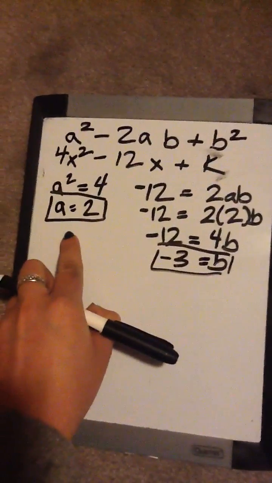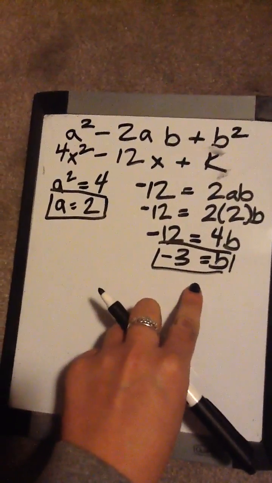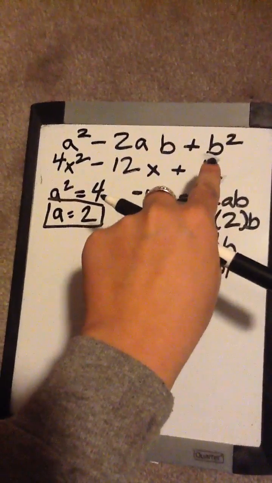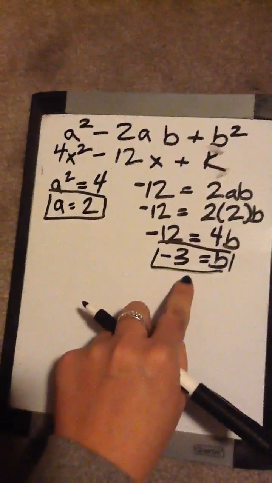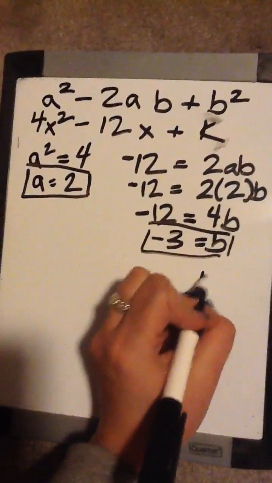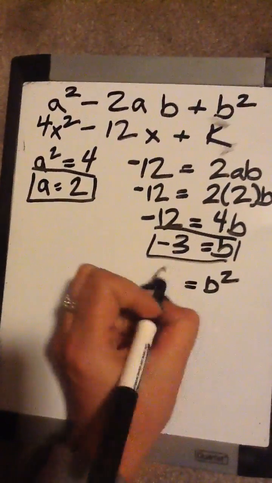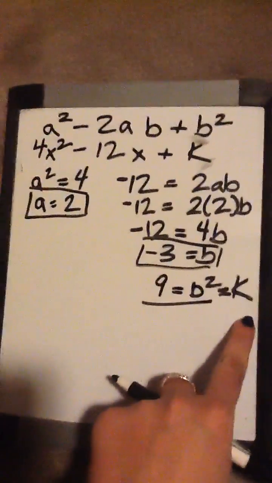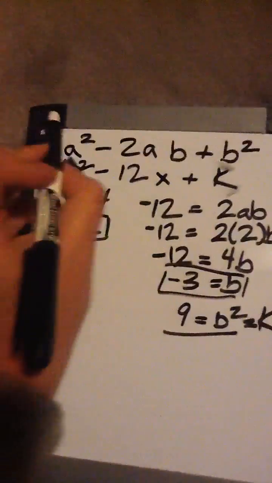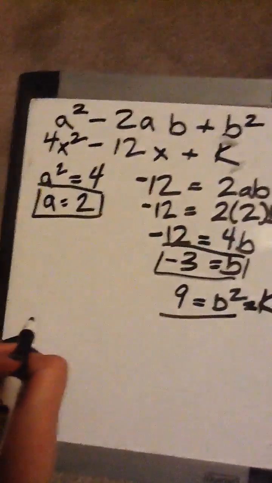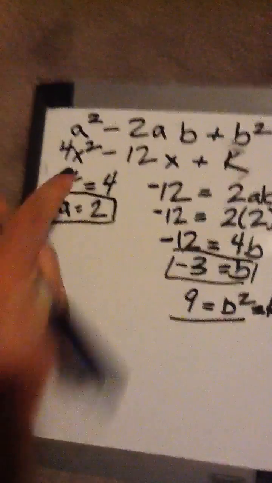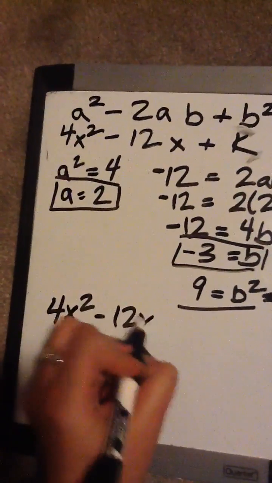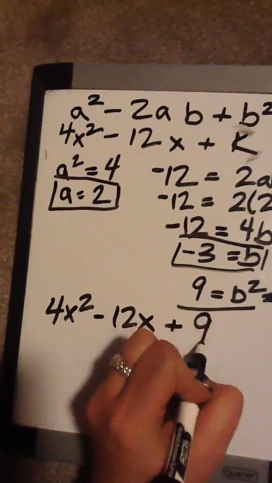So now that you have a and b, we weren't looking for b, we're looking for k, which is the equivalent to b squared in the general form. So what I want to do is square both sides. So b squared equals 9. That is also your k. So plugging it back into your original equation, which is right here, we get 4x squared minus 12x plus 9.